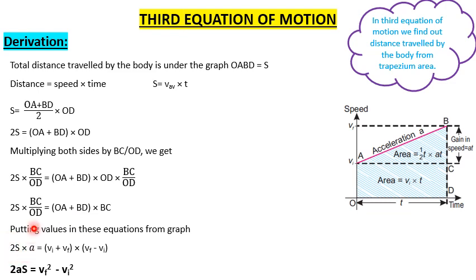2S multiplied by BC divided by OD is the acceleration, OA is initial velocity, BD is final velocity, and BC is equal to BD minus CD. So from this equation, we will have 2AS is equal to VF square minus VI square. (VI plus VF) multiplied by (VF minus VI) gives us VF square minus VI square. So this is the third equation of motion.